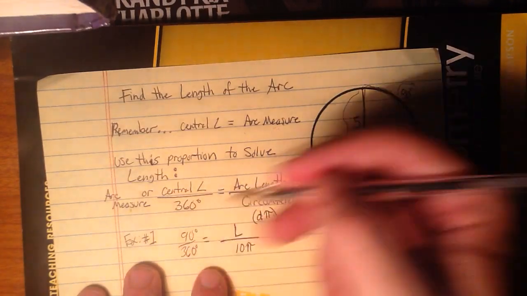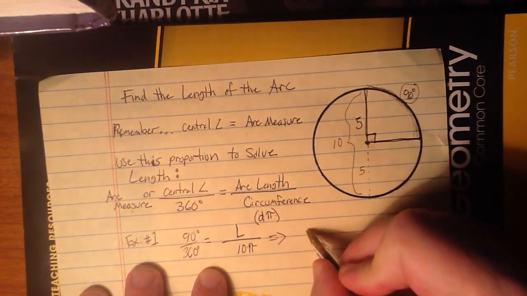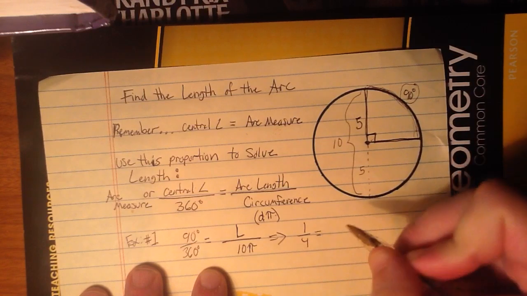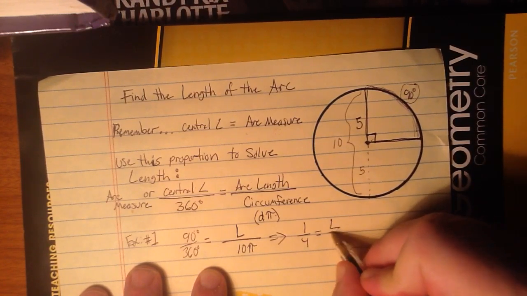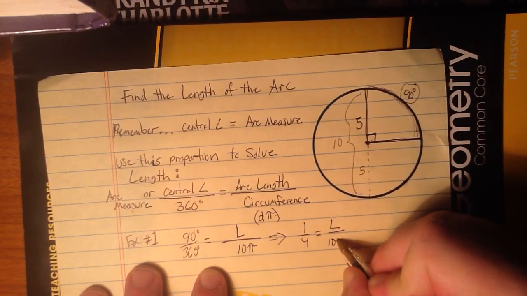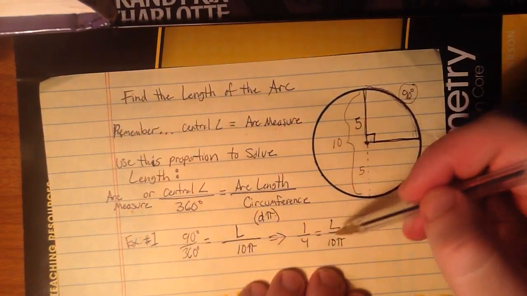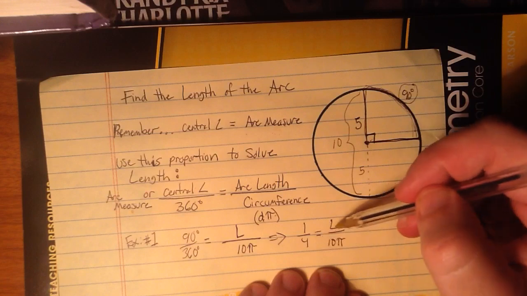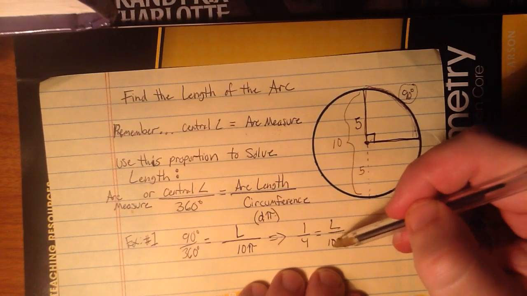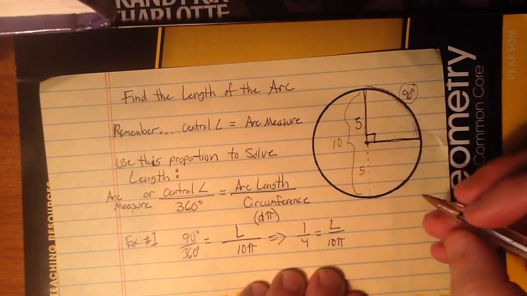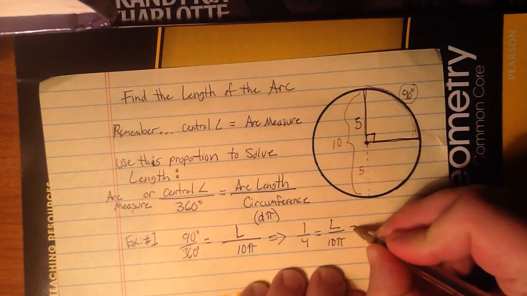I'm just going to call this 1/4, if that's okay with everybody, just to keep the number small. L over 10 pi. And now all you have to do is just cross multiply. Basically, aren't we just going to say 4L equals 10 pi? So 10 divided by 4. Or I'll go ahead and write that out, I guess. I don't want to assume too much here.